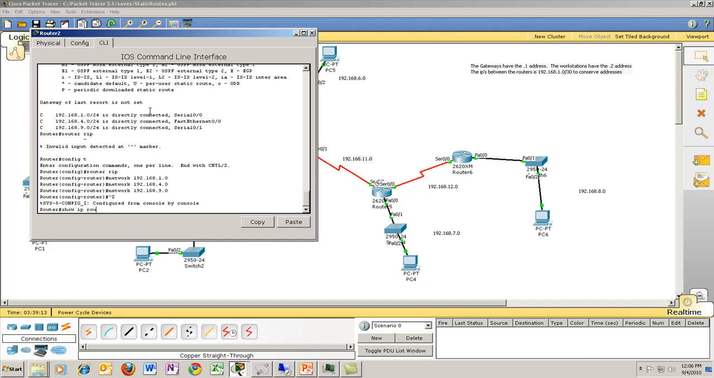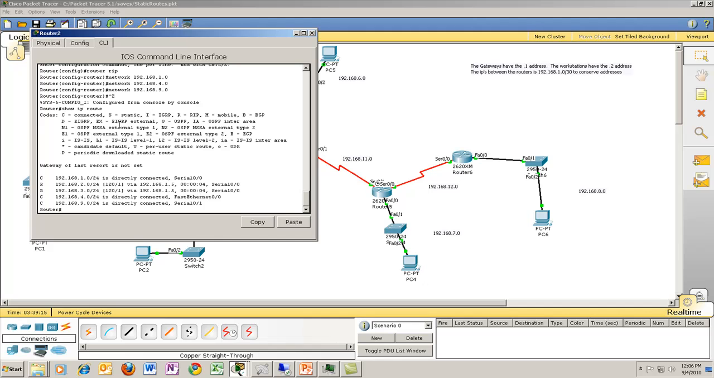Show IP route, and we now have RIP routes already coming in. So it now says that I know how to get to the 2.0. 120 administrative distance is the administrative distance for RIP. Directly connected is 0 and static routes are 1. So an administrative distance is basically how well the route's trusted. Each protocol has its own administrative distance. RIP is 120, which is going to wind up being the least trusted of all the protocols.